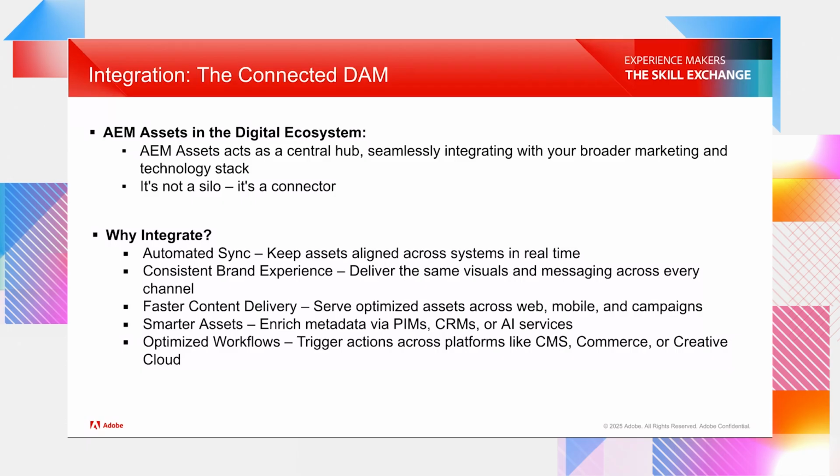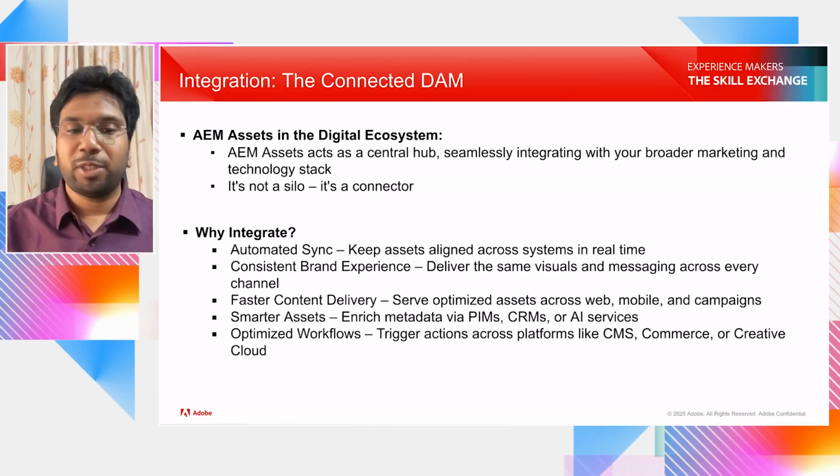Why is integration so necessary? One, all the assets are aligned across all the systems in real time, which helps with a consistent brand experience, since the same visuals are delivered to each and every channel. Content delivery is very fast with this. We can make sure that our already great metadata is enriched by integration with different systems like PIM, CRM, or AI services. It also ensures that workflows are optimized for other systems, like CMS and PIM or other commerce platforms.